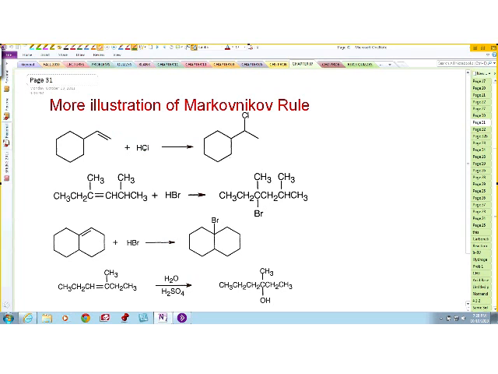Now, take a look at this molecule here. We have a carbon-carbon double bond reacting with hydrogen chloride. See what happens. The hydrogen goes here, the chlorine goes here. This is following the Markovnikov rule. You follow that? This carbon here contains two hydrogens, this one contains only one hydrogen. So hydrogen goes here, the chlorine goes here. So you can just use that rule to determine the outcome of your reaction.